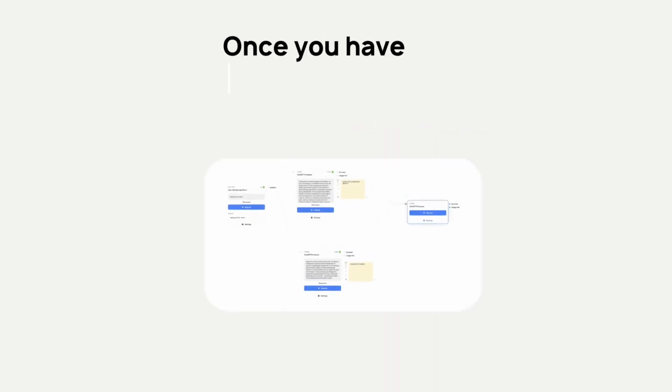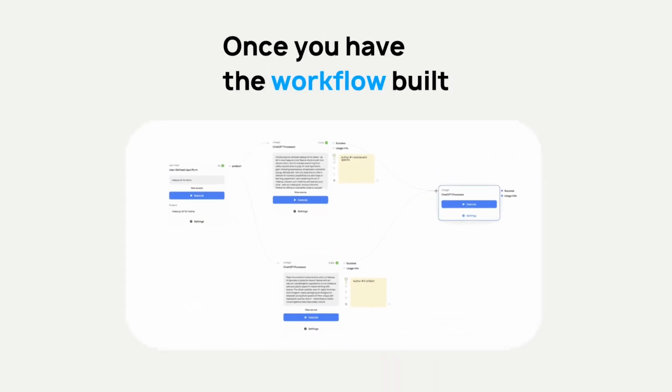Once you have the workflow built, there's no need to run nodes one by one anymore. Simply change the product text in the user-defined input form and use the Start button on the top bar.